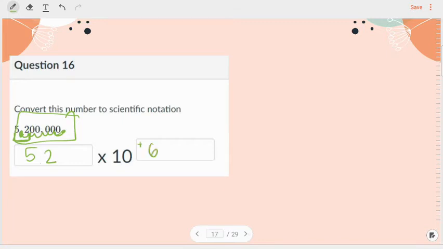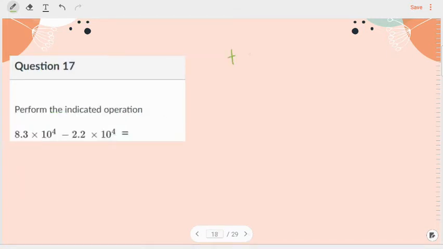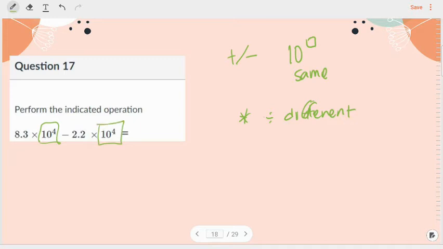All right, now that we've talked about converting back and forth, let's talk about our operations. So remember, in order to add or subtract, my 10 to the something power has to be the same. If I multiply or divide, they can be different. So when I'm adding or subtracting, these need to be the same. So this and this need to be the same. And in this case, they actually happen to be.